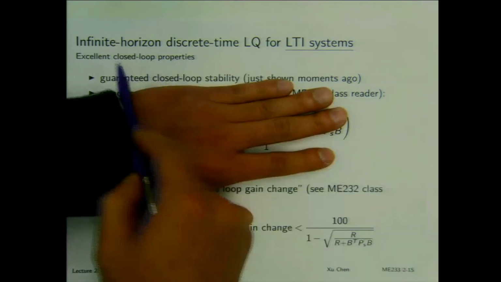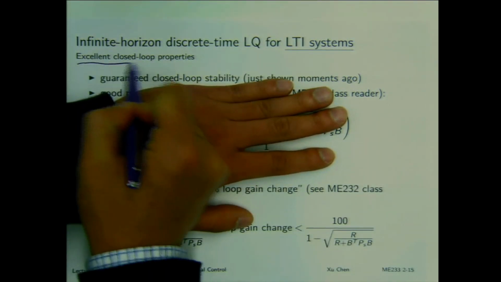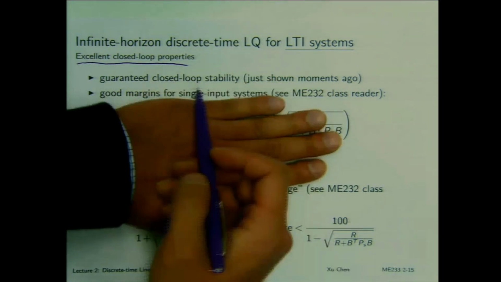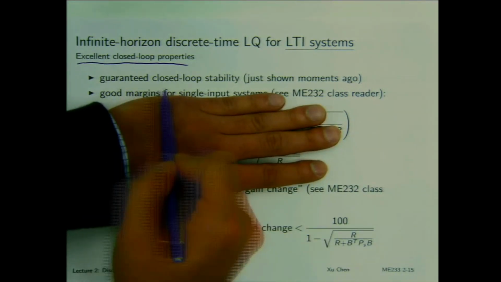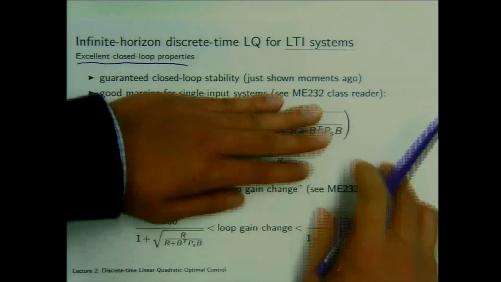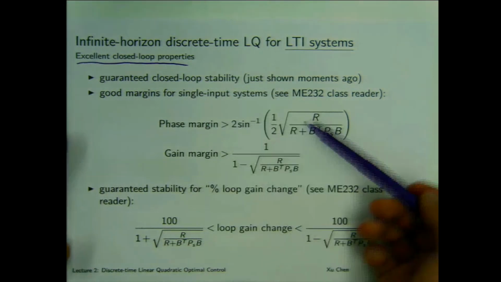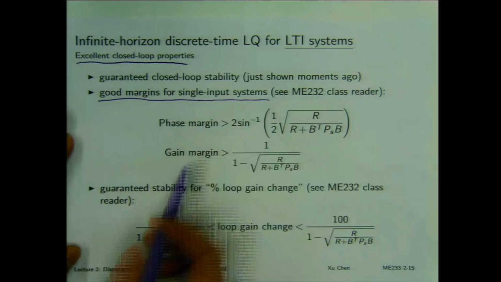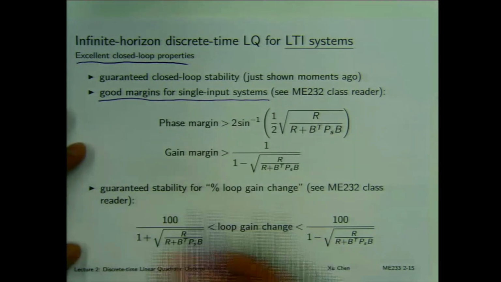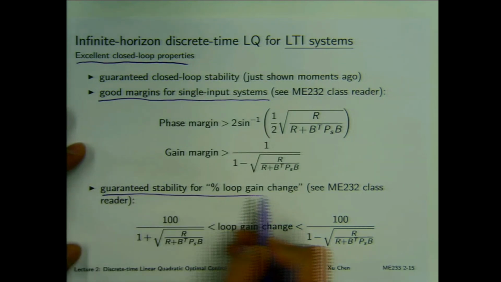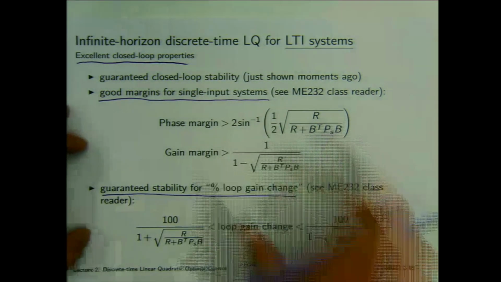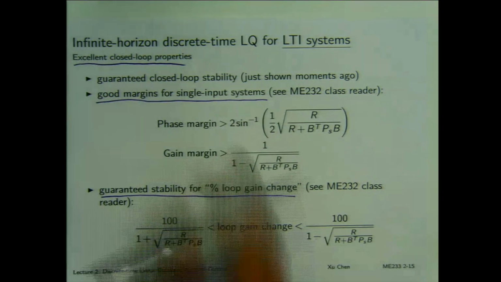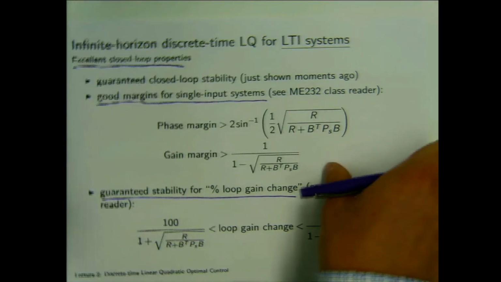In this slide, I just want to show you that steady-state LQ problems have excellent closed-loop properties. I have shown you in somewhat detailed equations that it has guaranteed closed-loop stability. But from ME232, if you read the notes over there, you will see it has excellent margins for single-input systems. We have these margins over here, and then we have guaranteed stability for loop gain changes. So this is just showing excellent closed-loop properties. LQ is good in this sense. The details are in the ME232 class reader.